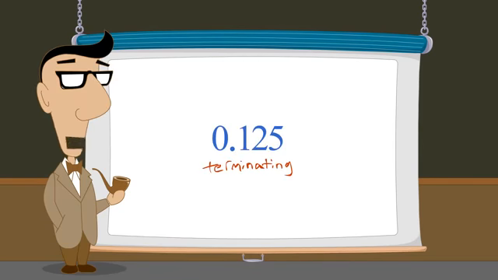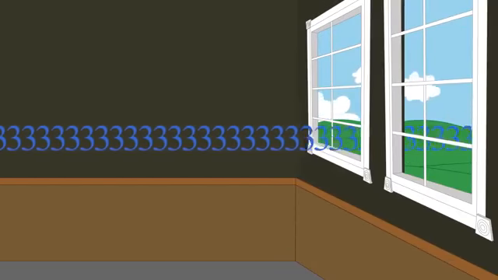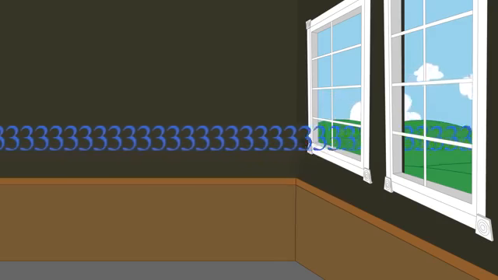A terminating decimal number has a finite number of digits after the decimal point. A repeating decimal number has a sequence of digits after the decimal point which repeats forever.